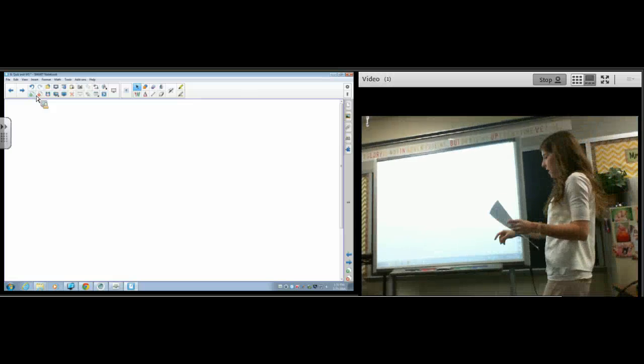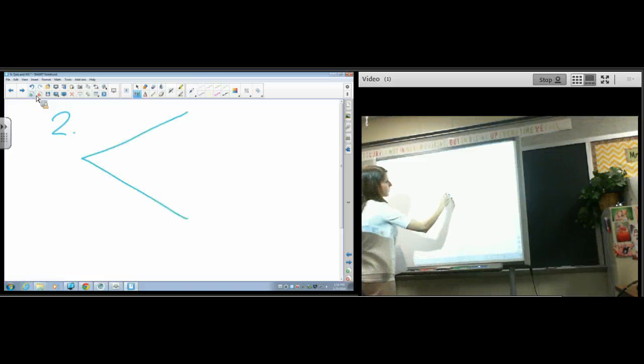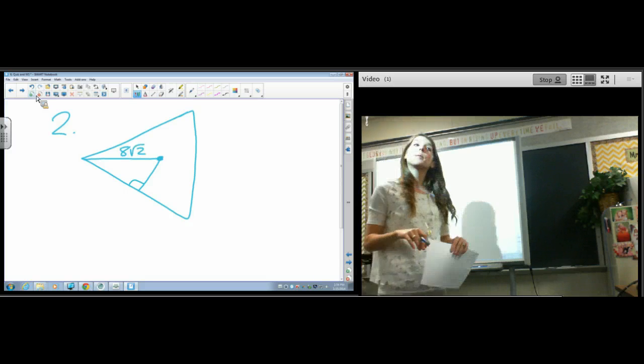Okay, regular polygons. Number 2. What shape is that? Yes, an equilateral triangle, because all of our polygons are regular. If our polygons are not regular, we cannot solve the problem unless we break it up into shapes that we do know how to find the area of. So, there's what we are given.